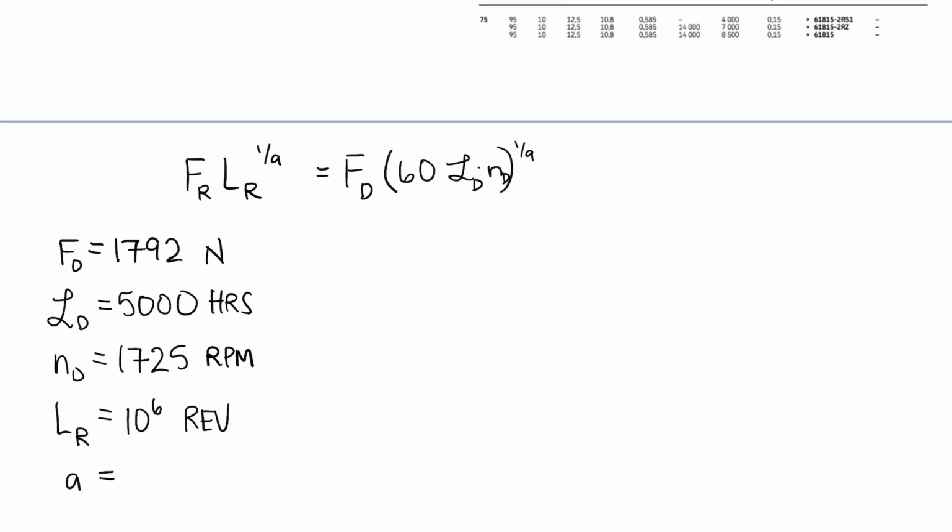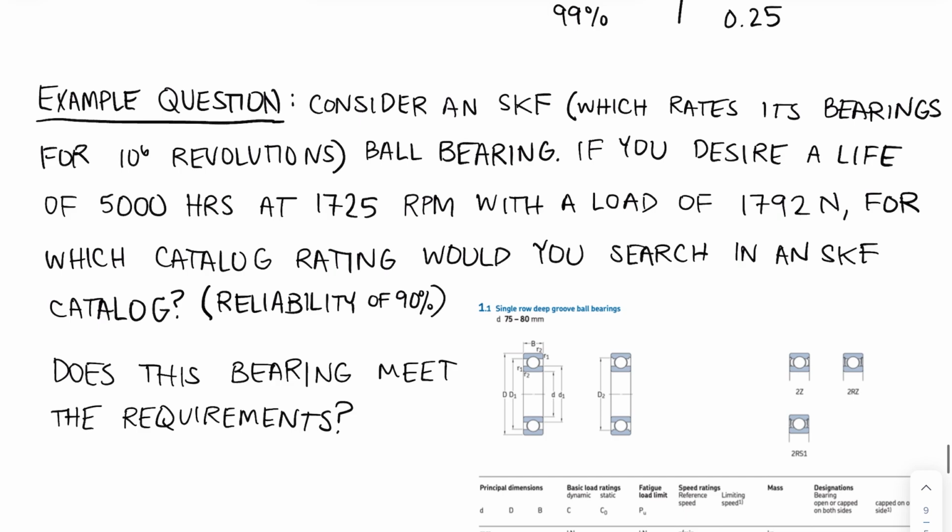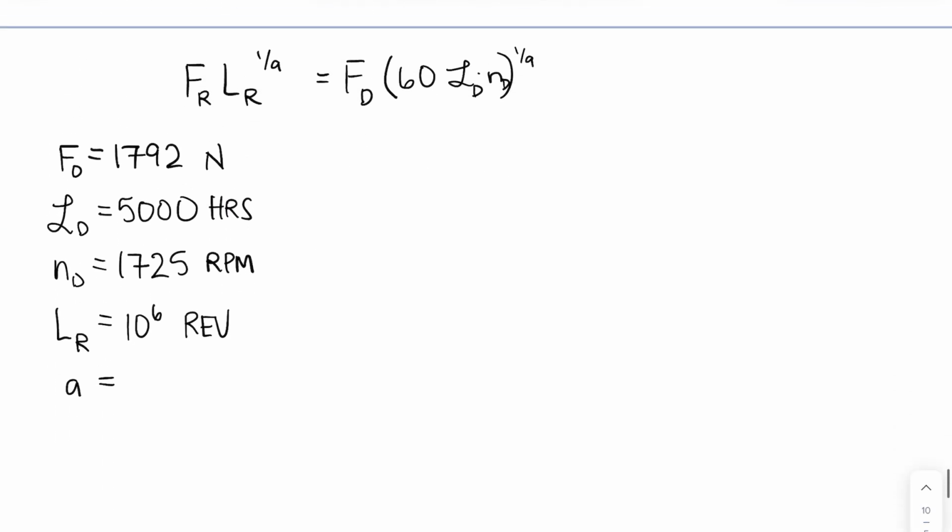So this is our exponent, and we have decided that we are going to select a ball bearing, as given in the problem statement, which, if you remember, means that our A is equal to 3. If we had selected a roller bearing, then it would be 10/3. Okay, so we have enough to solve this equation for the rated load. Let's do it.